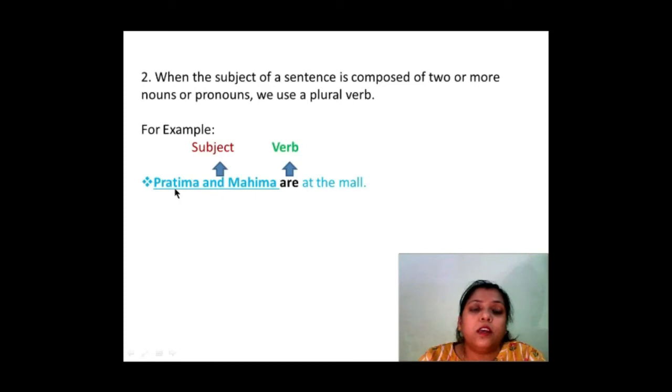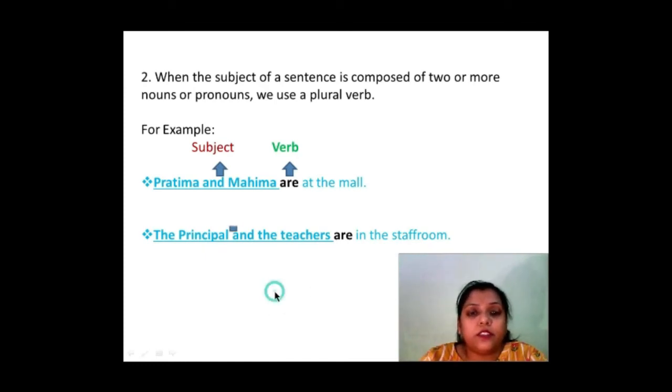Now, if you see, Pratima and Mahima are two nouns. When our sentence has two nouns in the subject side, the verb will always be plural. Let's look at the second example. The principal and the teachers are in the staff room. Who are in the staff room? The principal and the teachers.